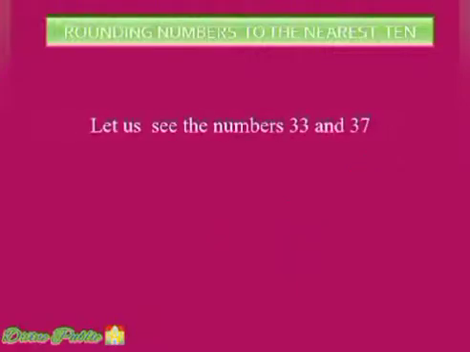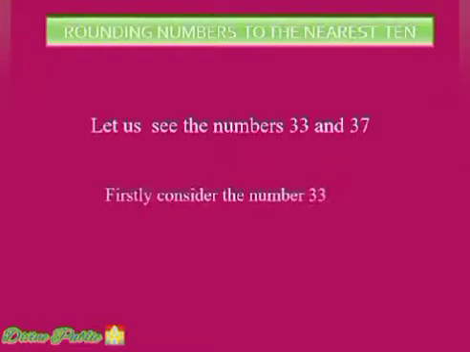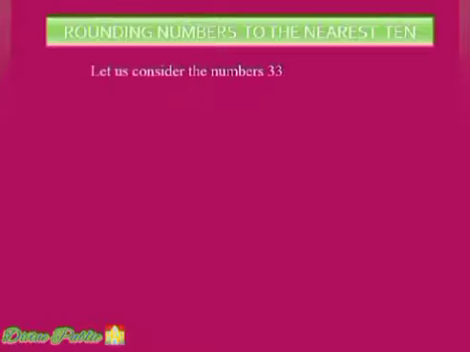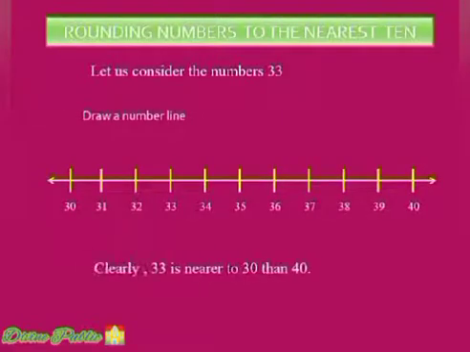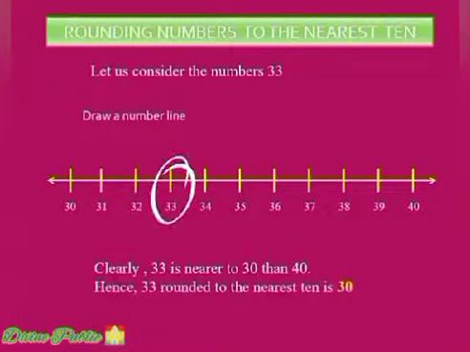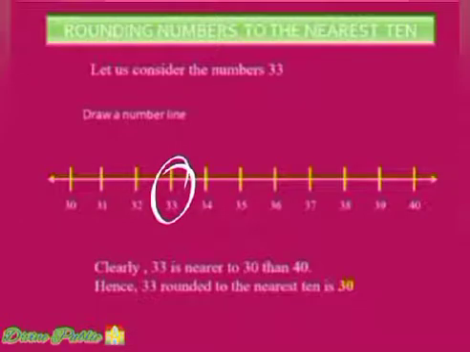Let us see the numbers 33 and 37. Firstly, consider the number 33. See this example, number 33. Firstly, we have to draw a number line 30 to 40. Clearly, 33 is nearer to 30 than 40. So, 33 rounded to the nearest 10 is 30.